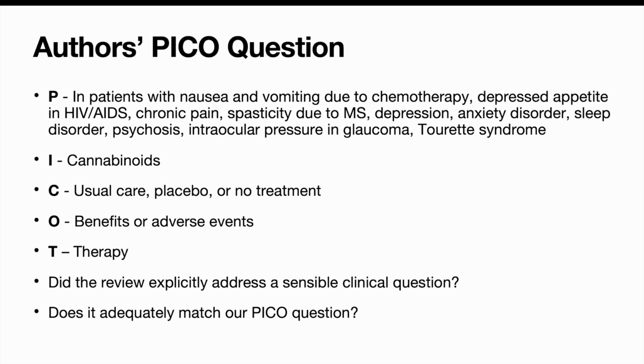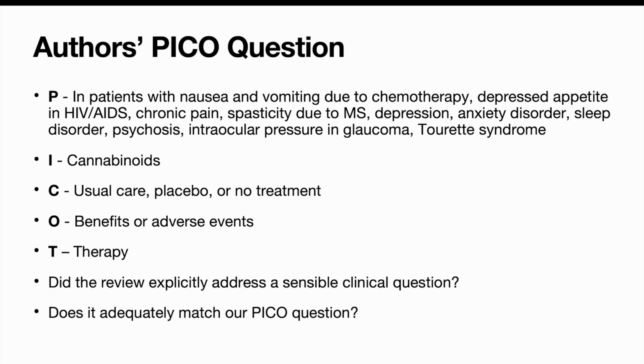And so then we go and we look for what is the author's PICO question. So in here, they had patients with nausea and vomiting due to chemotherapy, depressed appetite, and HIV/AIDS, chronic pain, spasticity, anxiety, depression, sleep disorder. In patients with these indications, the intervention is cannabinoids versus usual care, placebo, or no treatment, the outcomes they're looking for are benefits or adverse events. And the type of clinical question being asked is a therapy question.